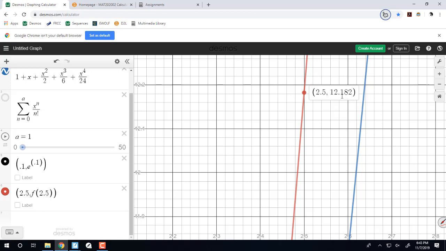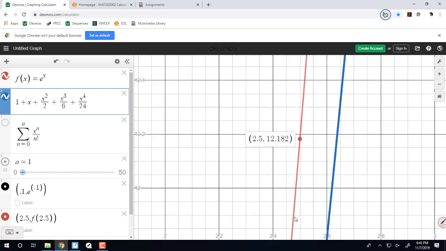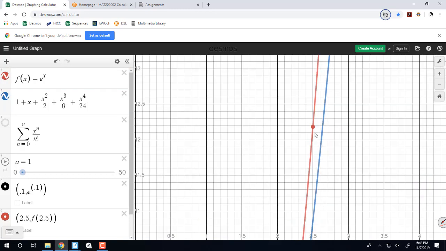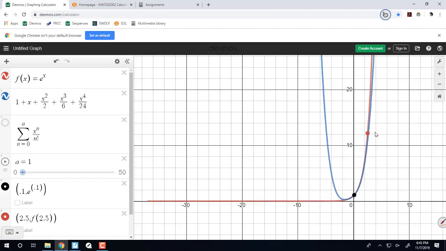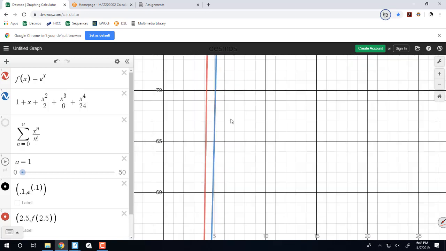So the actual value was 12.182, whatever, and this value was something, well, it's way down here, but anyways. But if we add more terms to that blue curve, we get a different polynomial, but we get a better approximation over here specifically.